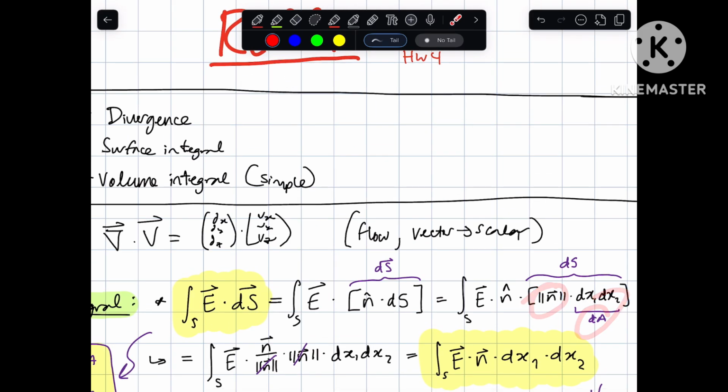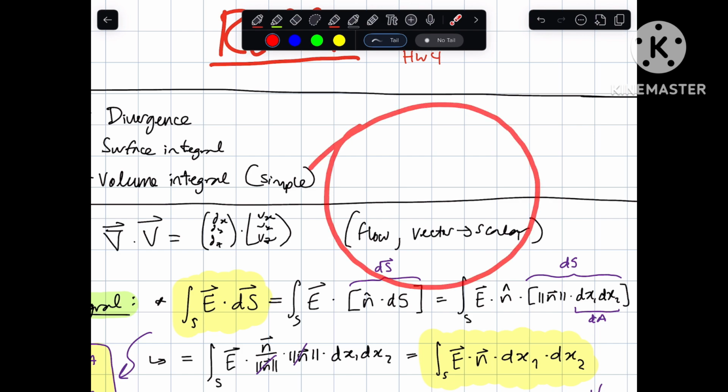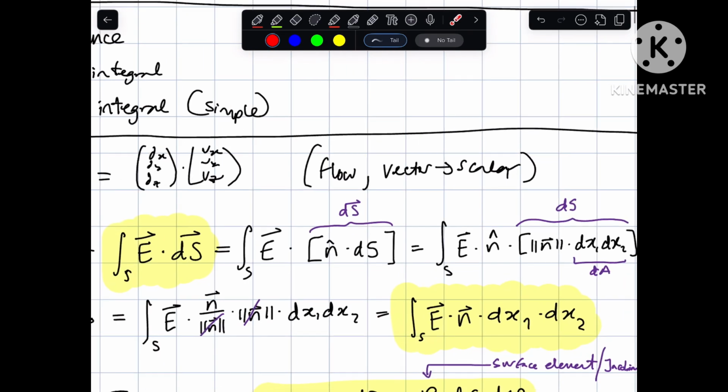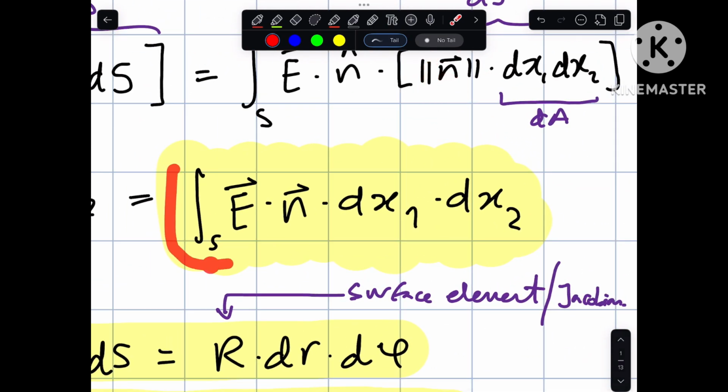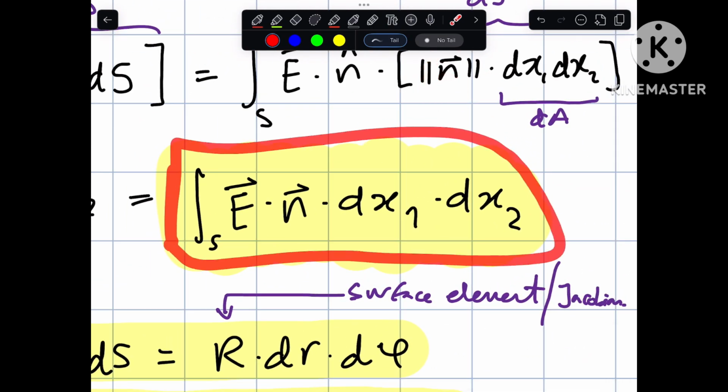Now this ds can then be broken up into a Jacobian and a dA. dA is just your little d phi, d theta, dr, d whatever. And the Jacobian, if it's a curved surface, not all ds's are going to be equal in size, so that will account for that. Not dA, sorry, the Jacobian. So you can rewrite it in the form of this: E times n vector times d whatever.